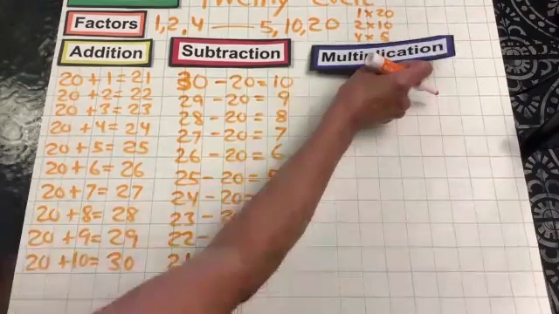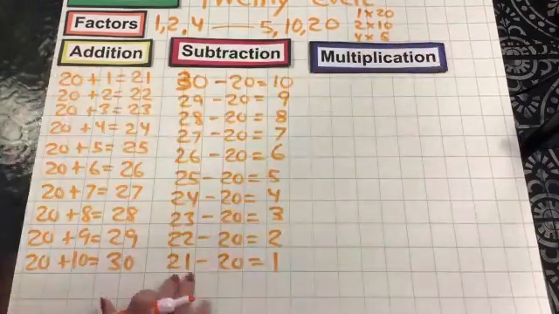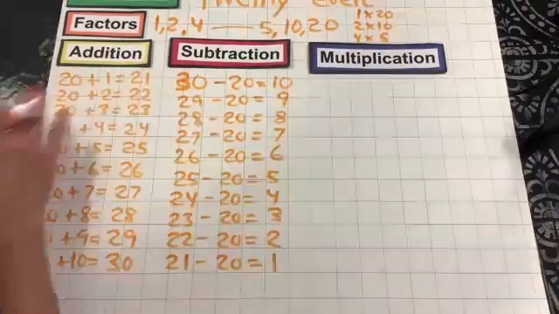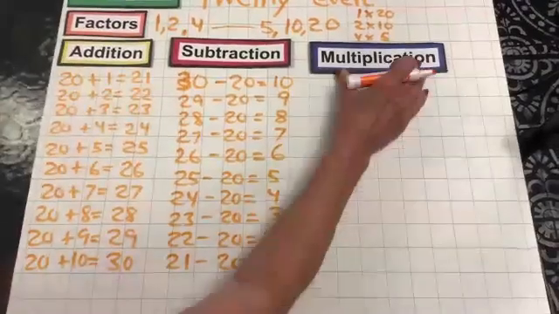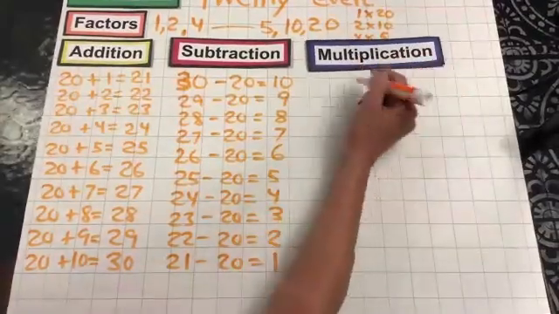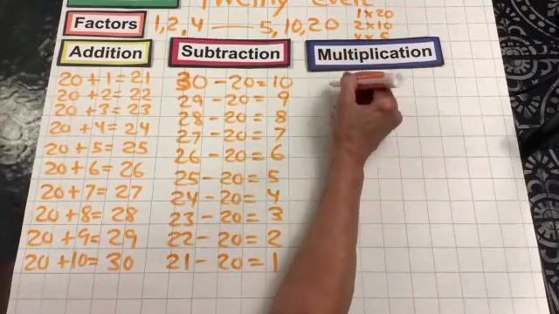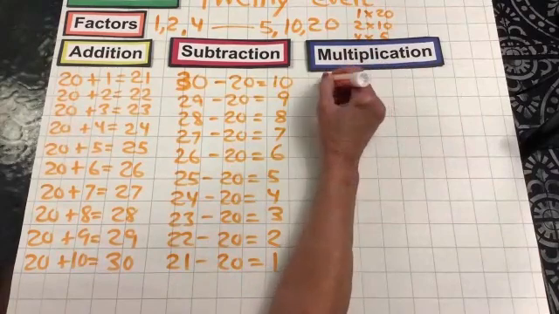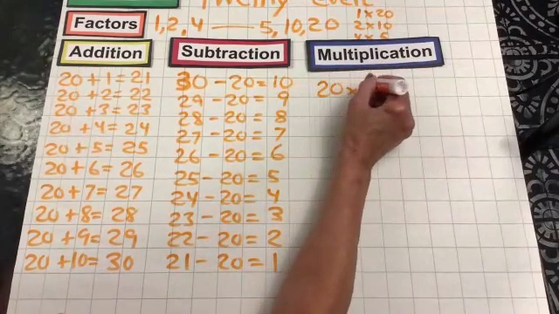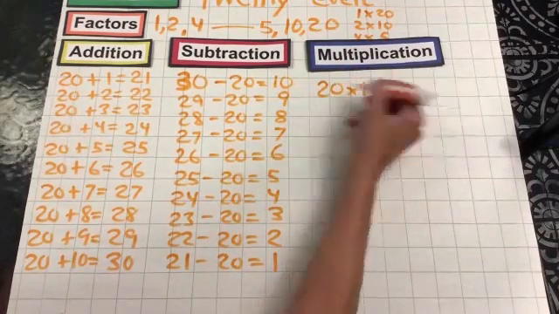And we can always check our answers here with our addition. Just look for 21, 21, and we can see it's 20 and 1. So our subtraction family and addition family match up. All right, here we go. This is even easier. 20 times 1 equals 20.